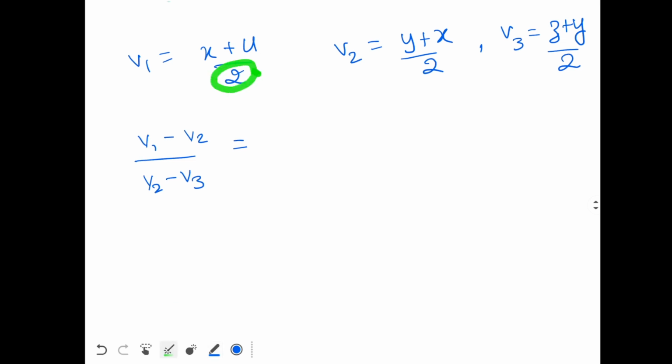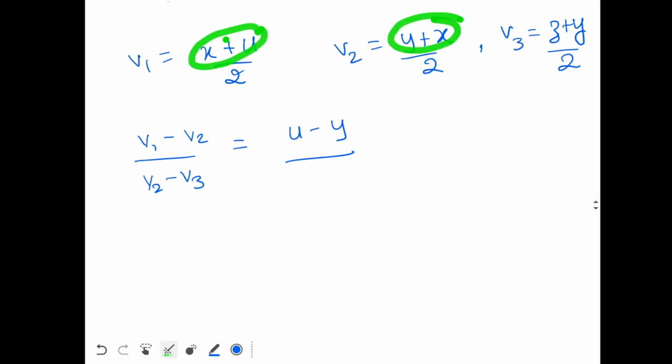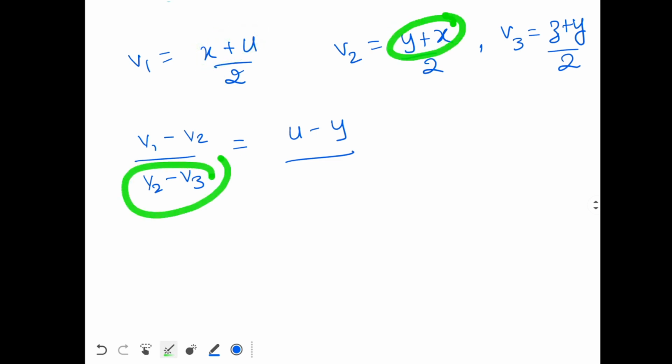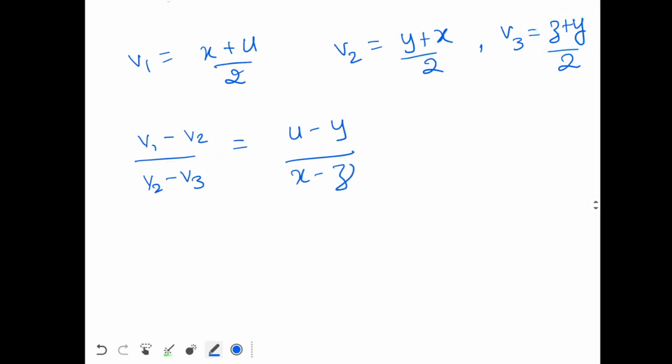So see, by 2 is common to all of them. So v1 minus v2 can be written as x plus u minus y minus x. So I get u minus y in the numerator. Okay, the by 2 will cancel out everywhere. So v1 minus v2: x plus u minus y minus x, so u minus y. And in the denominator we get v2 minus v3: y plus x minus z minus y. So here we get x minus z. Okay. Now we can put the values of all of them one by one.